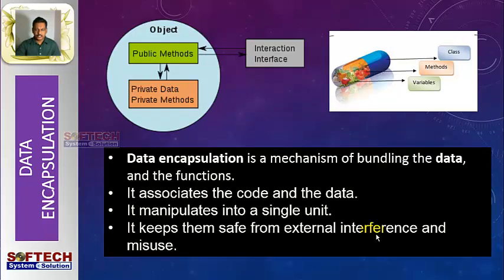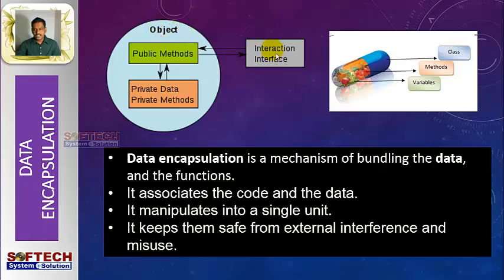Data encapsulation. Encapsulate means container. Encapsulation is creating a container, that is, grouping. Encapsulation is another name for grouping. In a class, we encapsulate some methods, that is, functions, and data: public functions, public methods, private data, private methods. Method is also called a function. So we bundle them together in a class. So that class is an encapsulation.